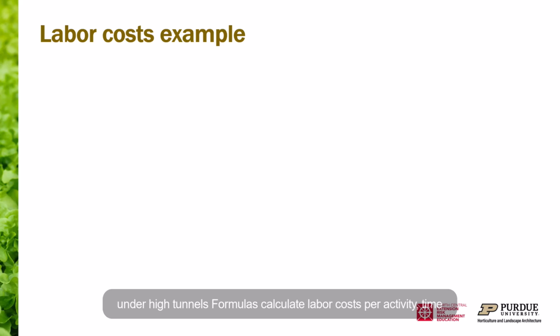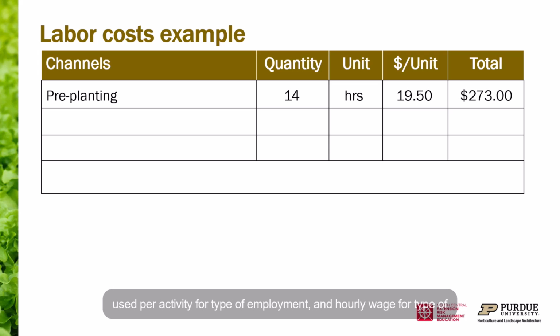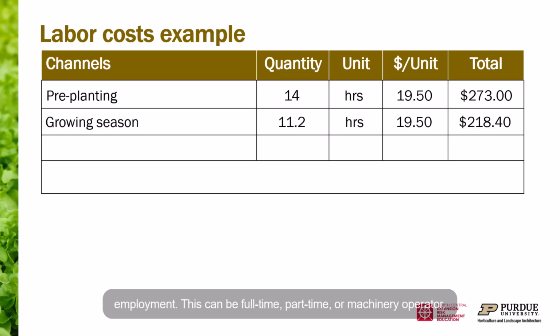Formulas calculate labor cost per activity, time used per activity for type of employment, and hourly wage for type of employment. This can be full-time, part-time, or machinery operator.